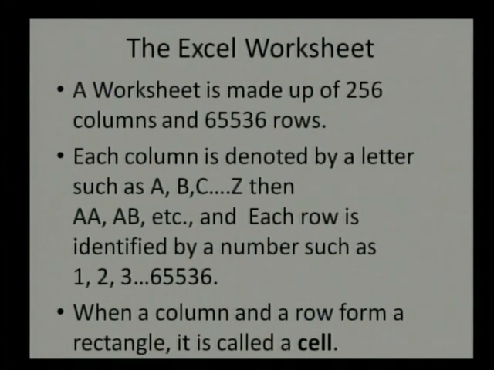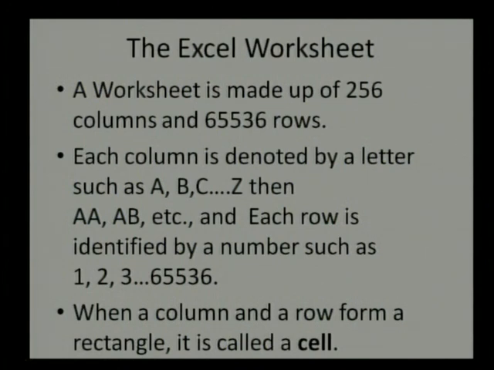And not only that, suppose I have data of some 65,000 amount, then that data can be filled row-wise under these columns. Now each column is denoted by a capital letter A, B, C, D up to Z, and the 27th column is denoted by AA, AB, AC, and so on. So we have such 256 columns.